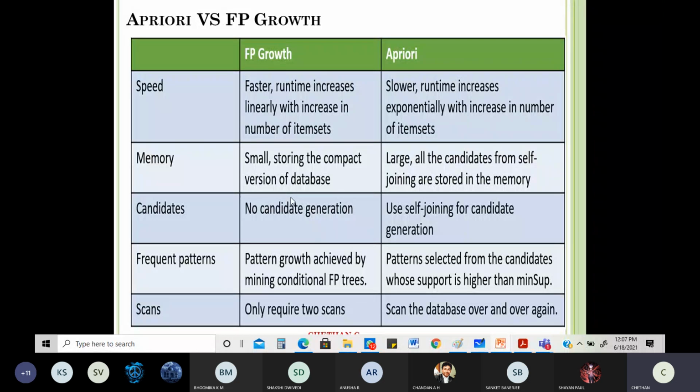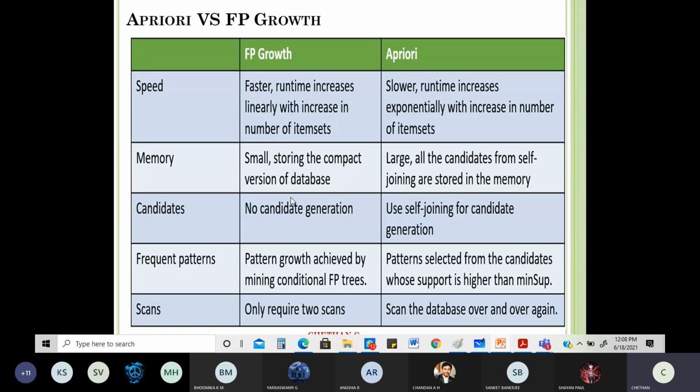It is one of the questions that may come with regard to what are the advantages and disadvantages of Apriori. For that, you have to be good enough to write it. They may not ask you the advantages and disadvantages of FP growth, but if they ask also, you should be able to write it. Then candidates: do you generate candidates in FP growth? No. But using Apriori, we do it, using self-joining candidate generation.